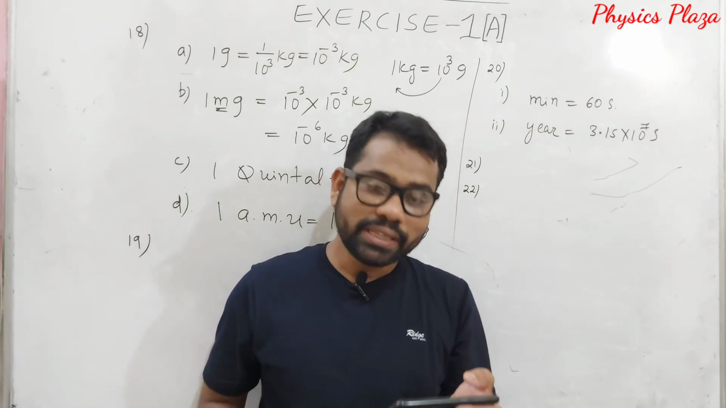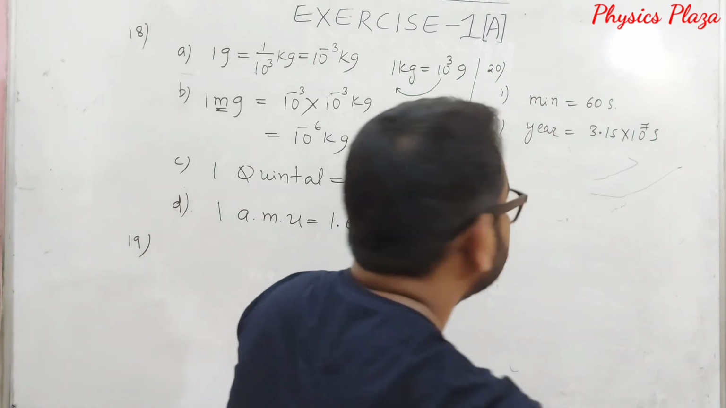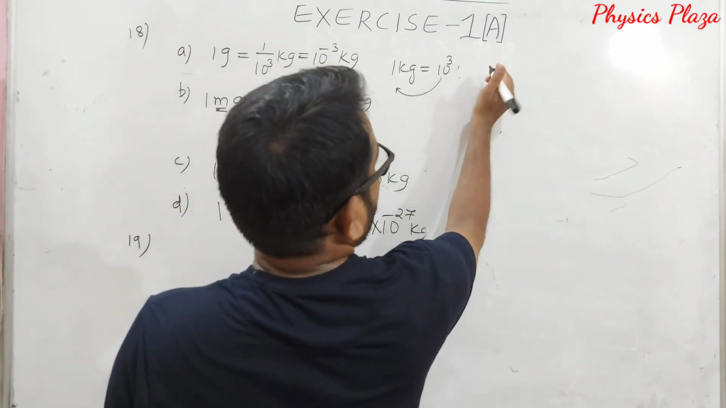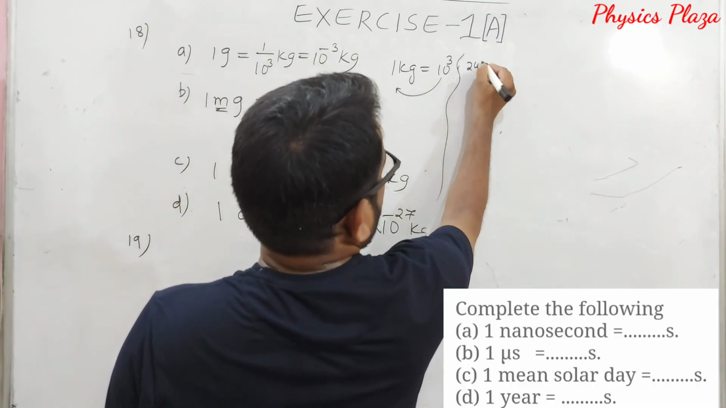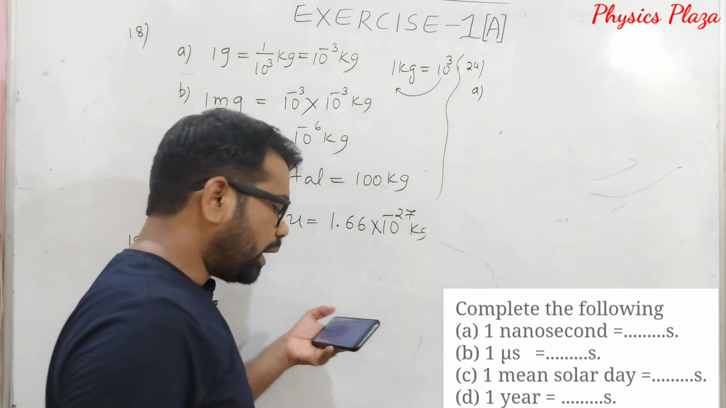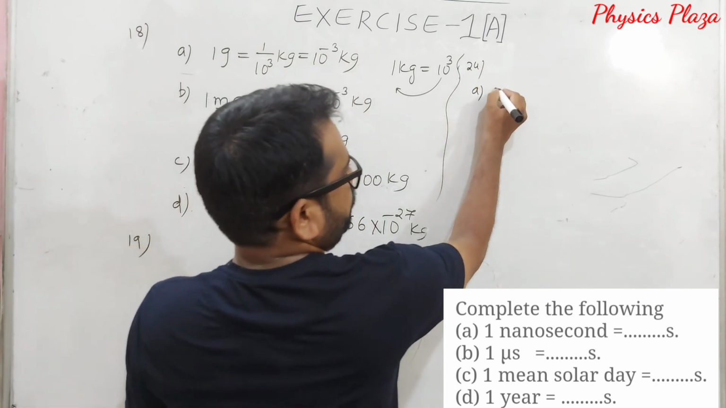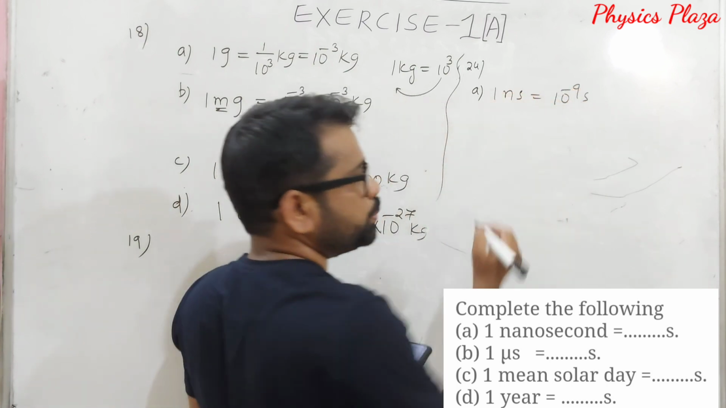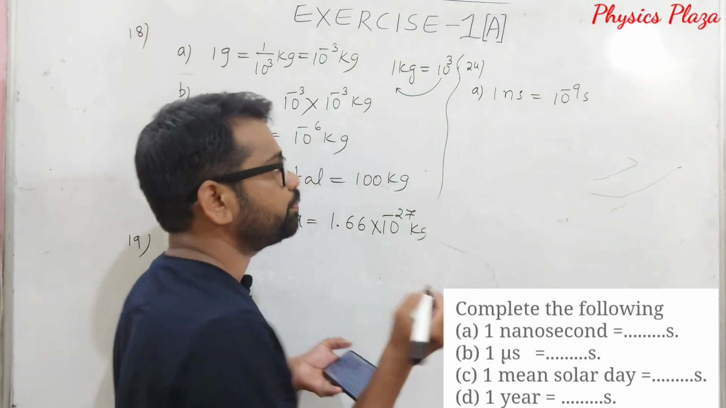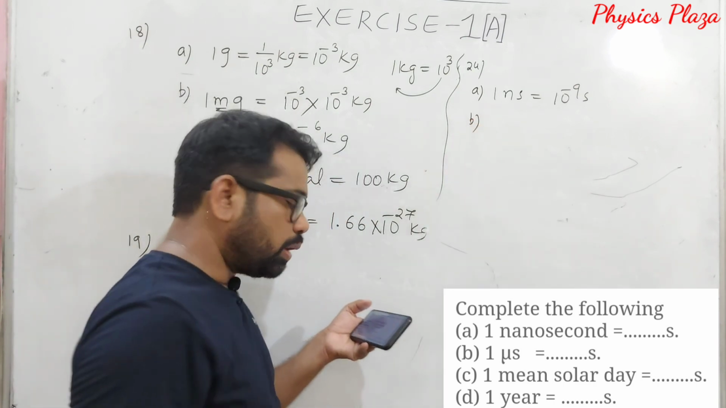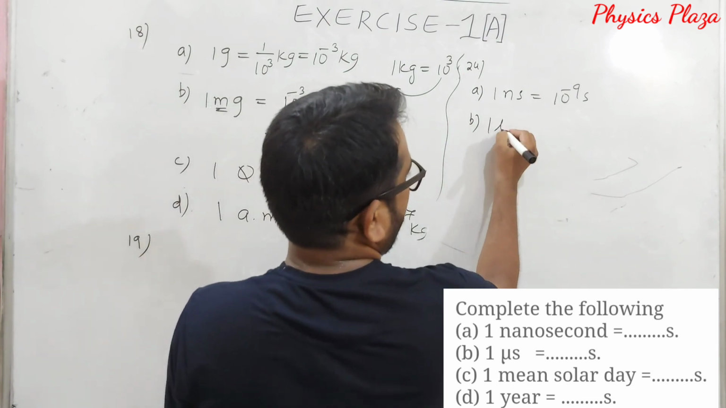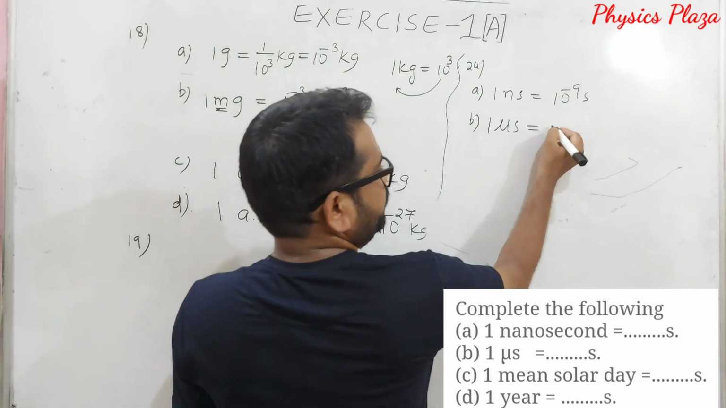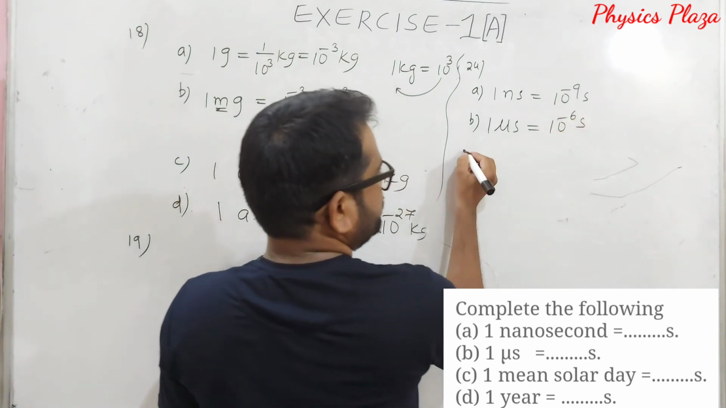Now 24th question. Complete the following ones. Again here we have A, B, C, D. So let us do that. Question number 24. A. 1 nanosecond is equal to how many seconds? Children, nano is a prefix which is equal to 10 power minus 9. Whereas B. 1 microsecond is equal to how many seconds? Children, micro is equal to 10 power minus 6. So it is 10 power minus 6 seconds.